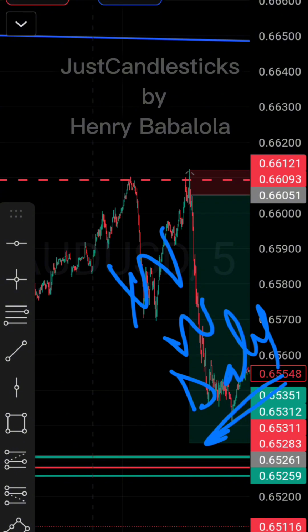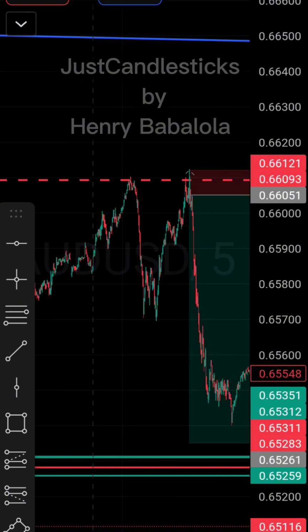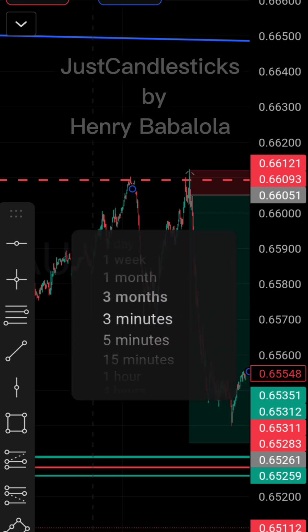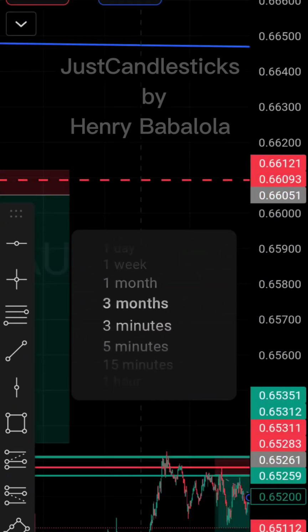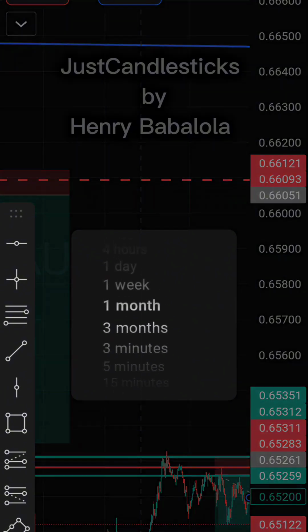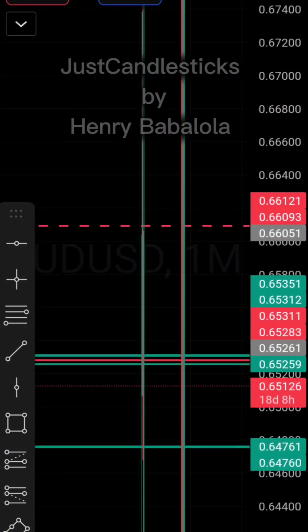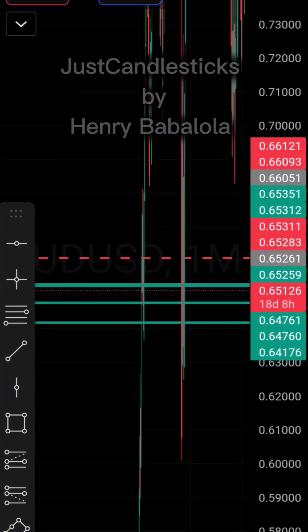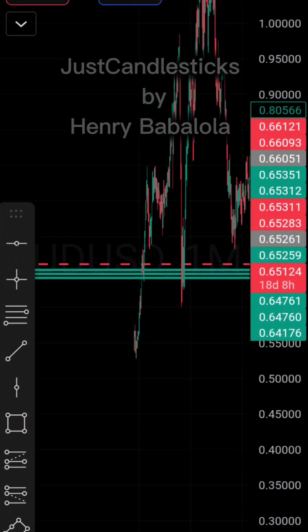Now let's look at this chart. We analyze this chart and let's see monthly. So we did a monthly. Just to show you.